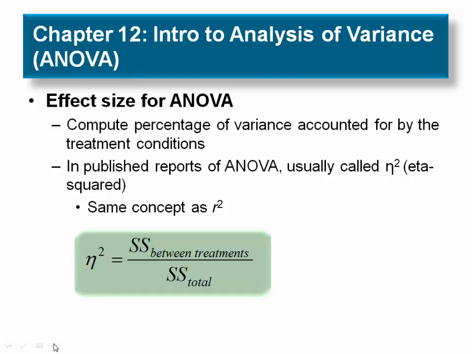Just as for the z-test and t-tests, when the test statistic is significant, one computes a measure of effect size. For ANOVA, the simplest and most direct way to measure effect size is to compute eta-squared, which is represented by the symbol shown on the slide.